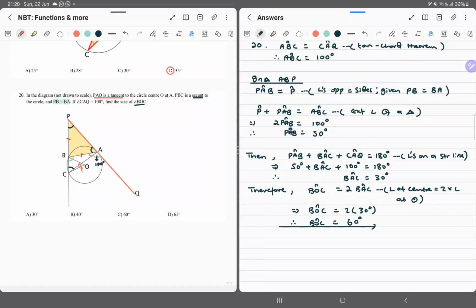Voila! It is done. So what is this option right here? This option is option C. So we can make a conclusion that the answer to this question is option C.